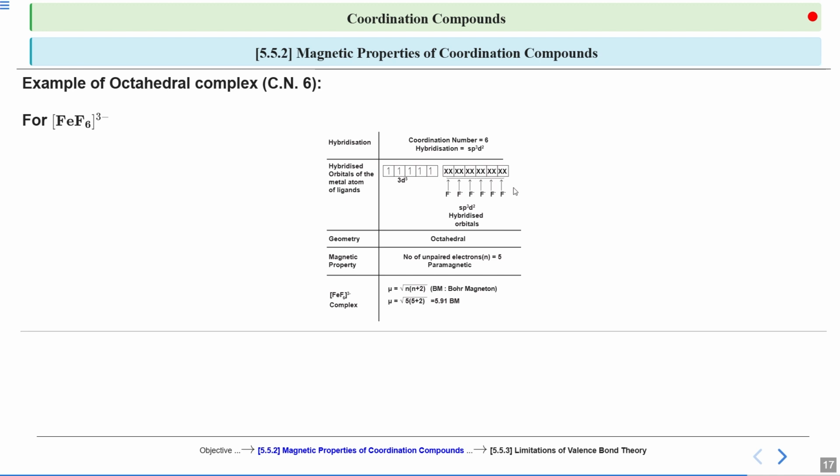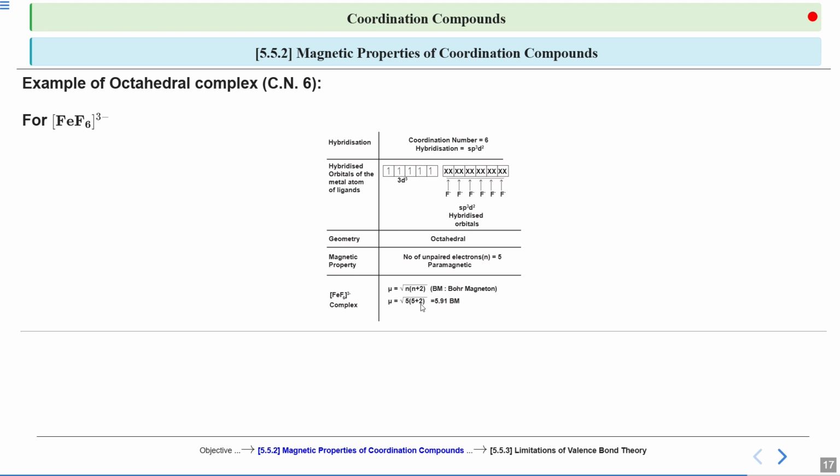So if you see the configuration, it is having 3d5, that means 5 unpaired electrons present in the 3d orbital. So n value is 5 here. That means the magnetic property it is going to show is paramagnetic, right? Now if you want to find out the magnitude of the magnetic moment of this FeF6 3 negative complex, the magnetic moment will be under root n(n+2) Bohr magneton. So mu will be under root 5 times (5 plus 2).